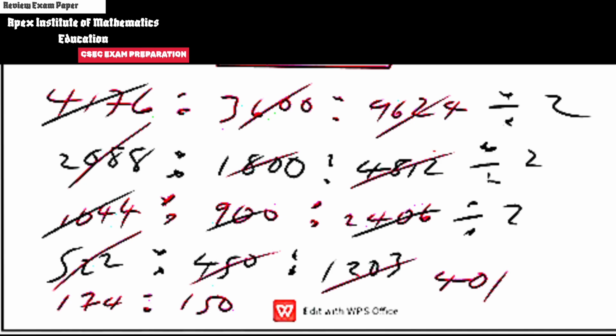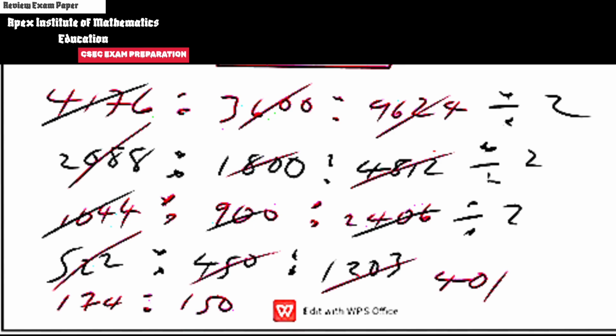I'm actually getting those values because, as I told you, during the construction of the question, I wanted the numbers to be a lot smaller. I had a number in my mind, but I'm not sure during the typing process, I may have typed an incorrect value there. But regardless, the ratio is 174 to 150 to 401. It cannot go any further.